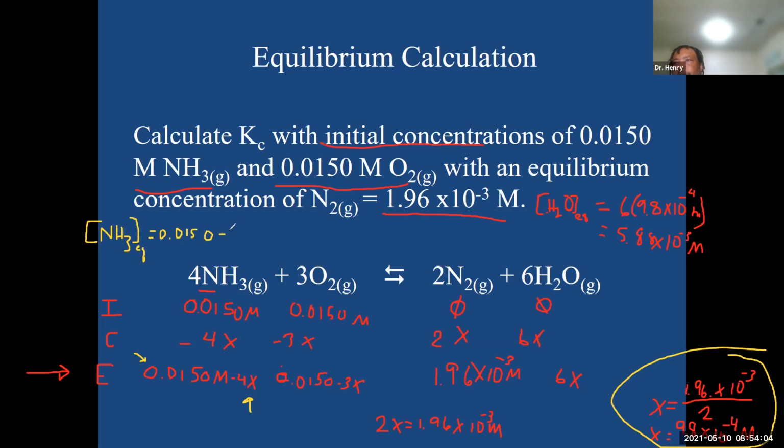0.0150 minus 4X. So 4 times 9.8 times 10 to the minus 4.